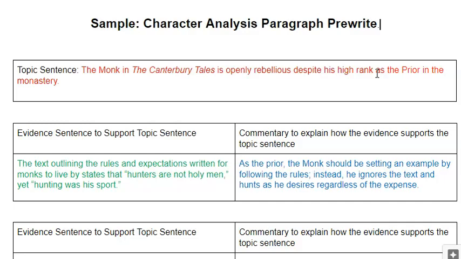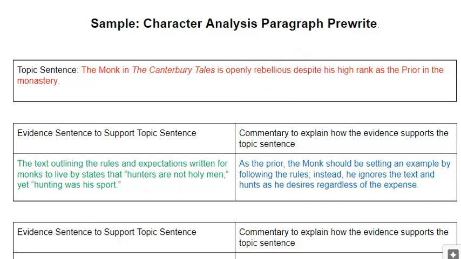All right, so the topic sentence. The monk in the Canterbury Tales is openly rebellious despite his high rank as prior of the monastery. All right, so what do I want to prove? I want to prove that he's rebellious, right? So now I have to pick out evidence that he is rebellious. So let's look at the evidence that I came up with.